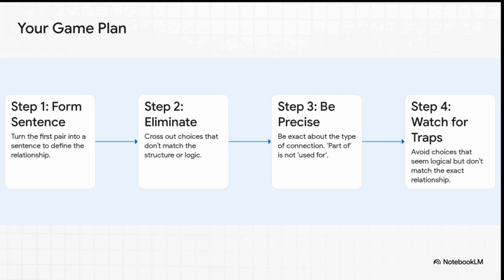The relationship a wheel is part of a car is not the same as a wheel is used for a car. That tiny distinction is everything. And finally, watch out for the traps. Test makers love to throw in words that feel related, but don't match the exact logical rule you already found.